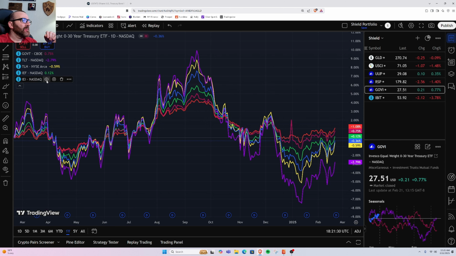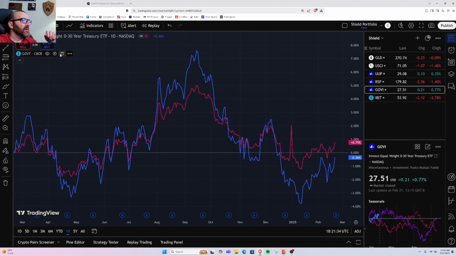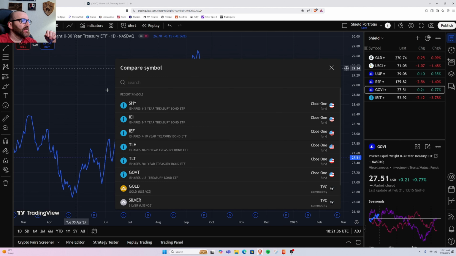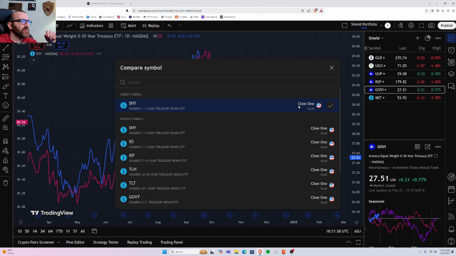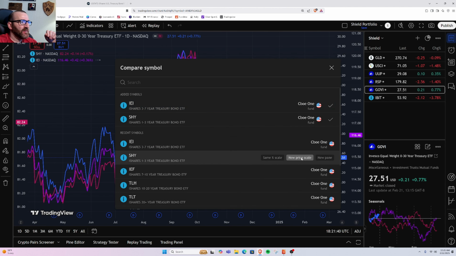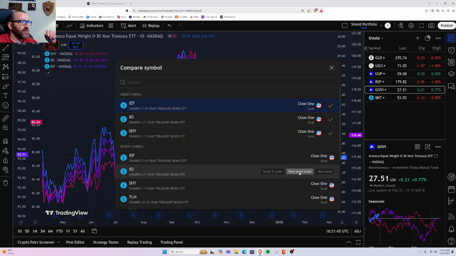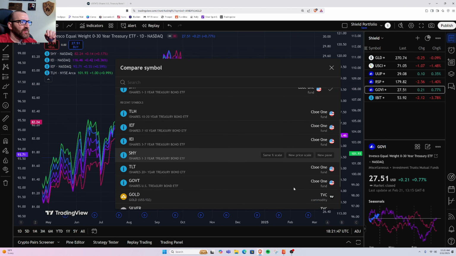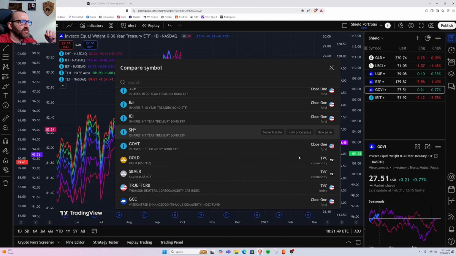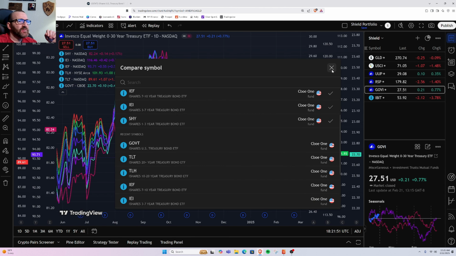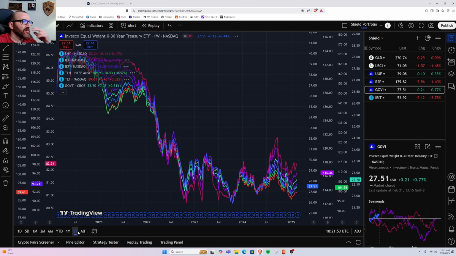So if I remove these though, and we do the exact same thing, but we do a new price scale. IEI, IEF, TLH, TLT, GOVT. So now if we look at it over a 5-year, it's a lot cleaner, because it doesn't include the price volatility as much, right?